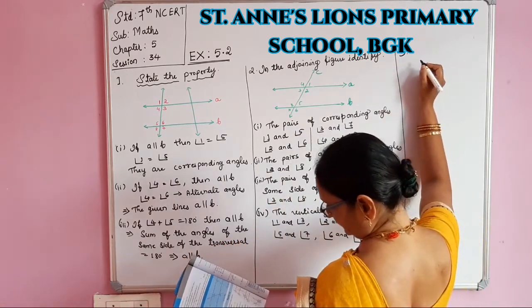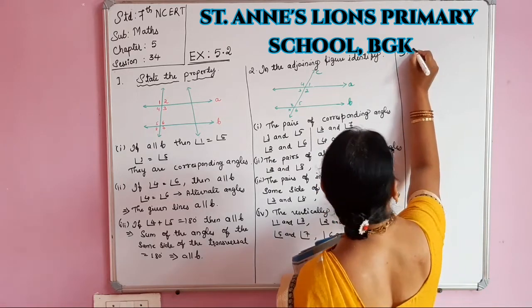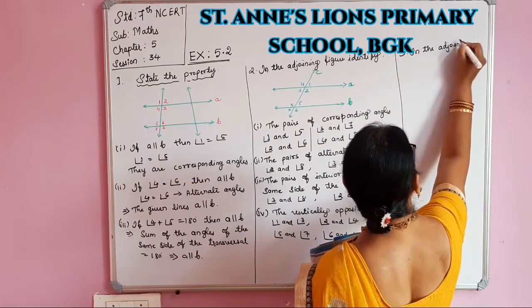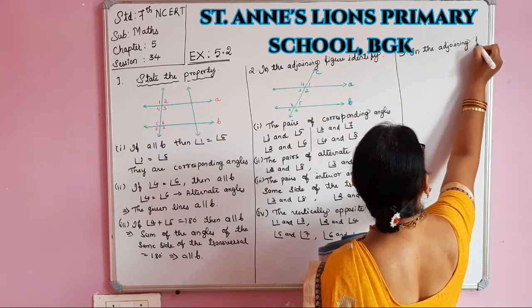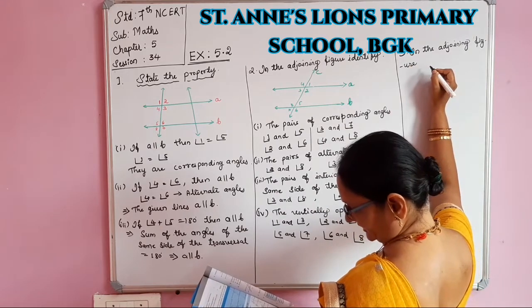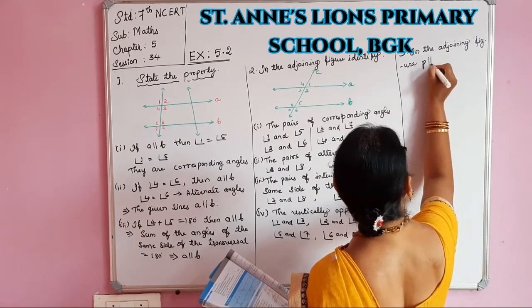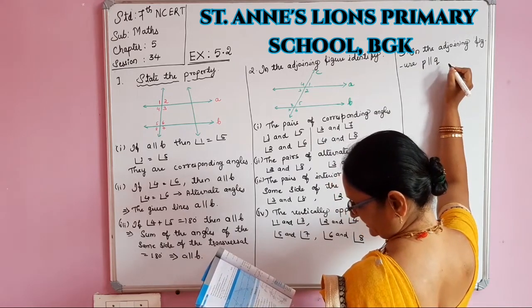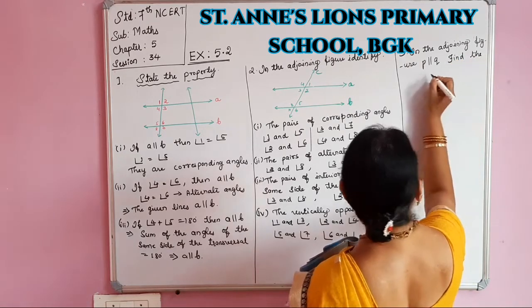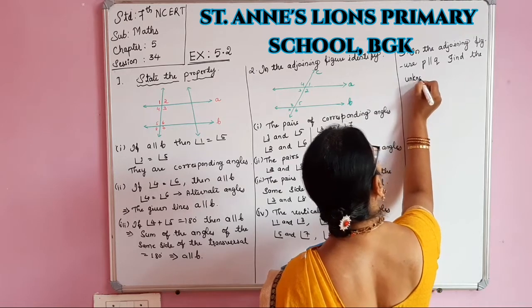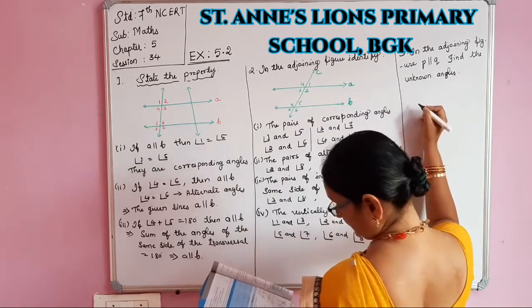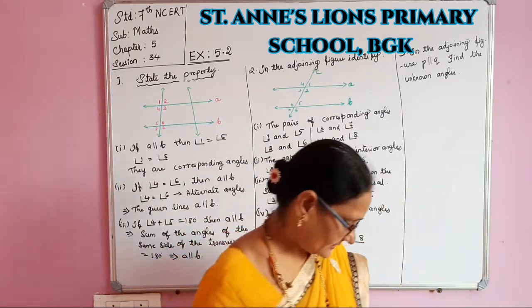In the adjoining figure, P is parallel to Q. Find the unknown angles. Okay. Now we'll draw the figure neatly.